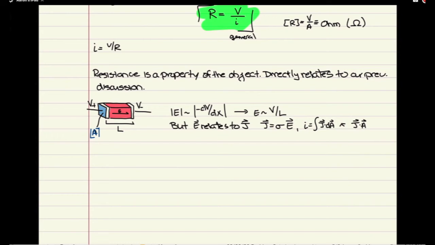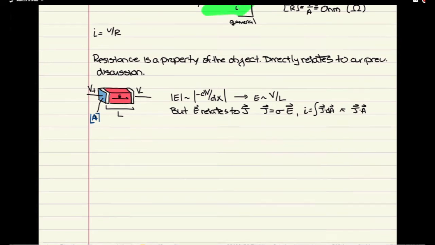So now we have three relations. We have one for the electric field relating to the potential and the length. We have the current density J as it relates to the electric field. And then we also have how the current relates to J and the surface area. So we're going to put these all together and then combine it with the expression we have above, where the resistance is the ratio of the potential difference divided by the current. And we're going to get how the resistance, capital R, depends on other properties of the system.